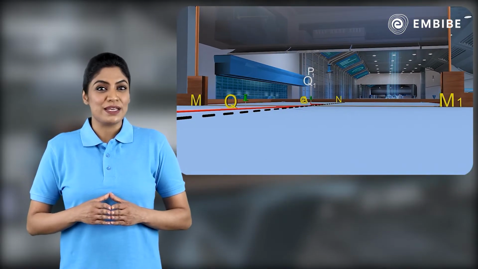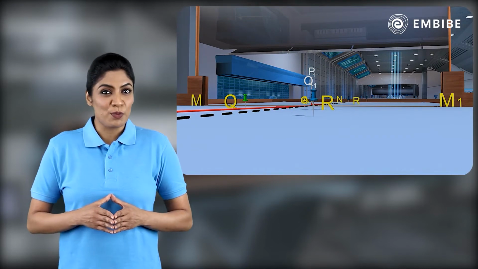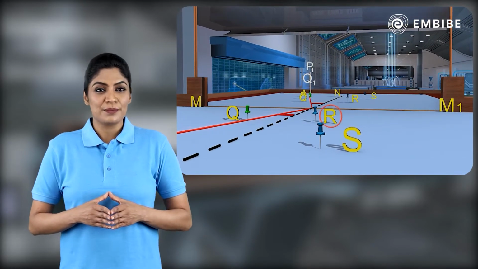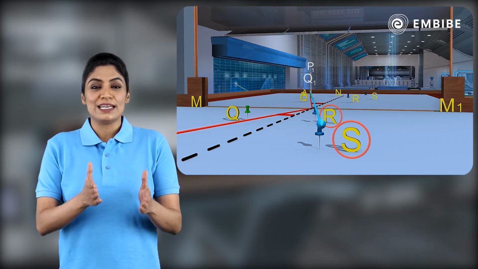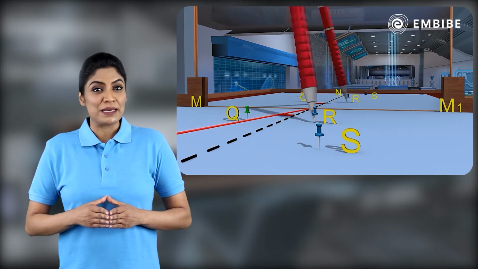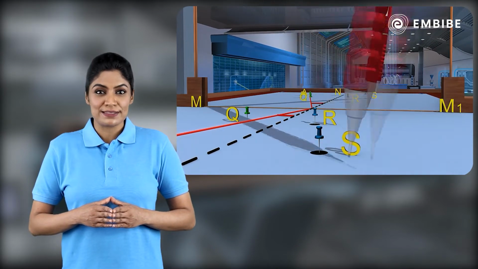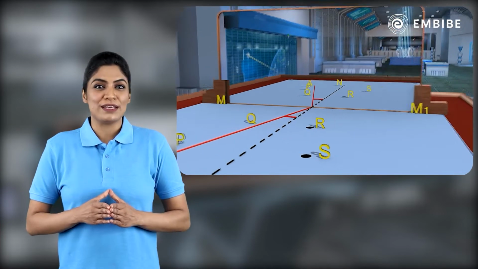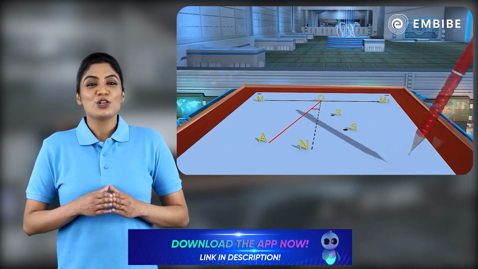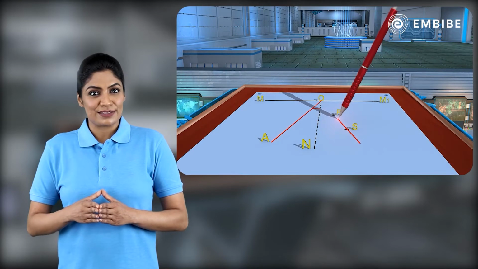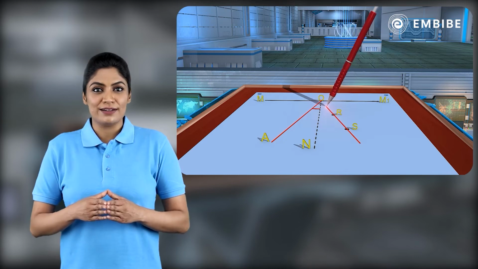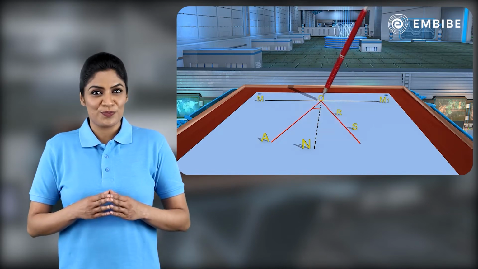Now, fix pins R and S on the board in such a manner that P1, Q1, R and S are all seen in one straight line. Encircle the position of pins R and S with a pencil. Remove all the pins and the plane mirror from the board. Draw a line joining the points R and S. Extend it to line MM1 in such a manner that it meets at point O.